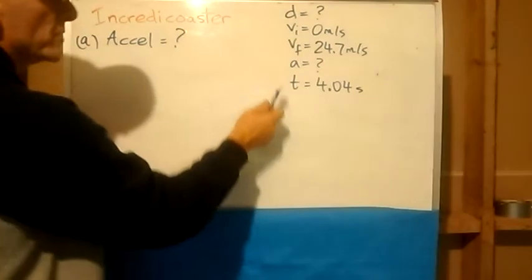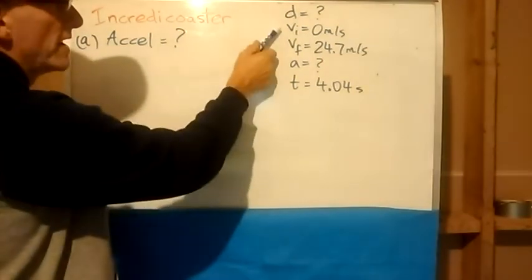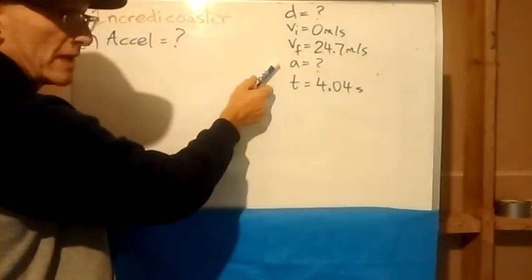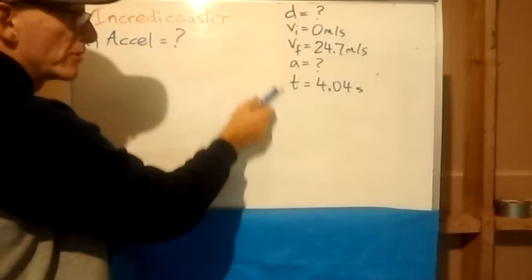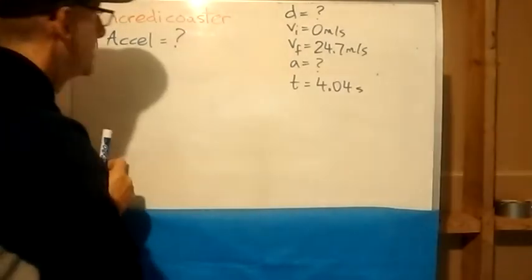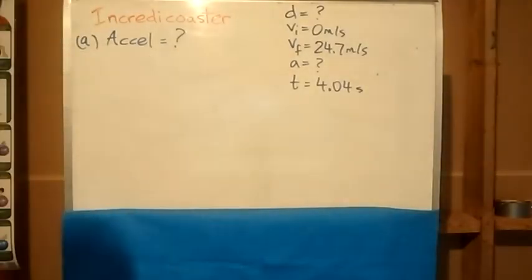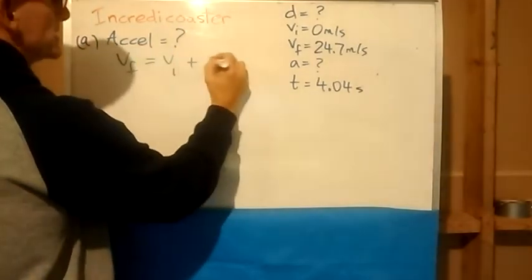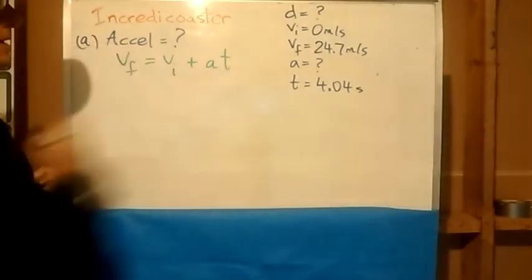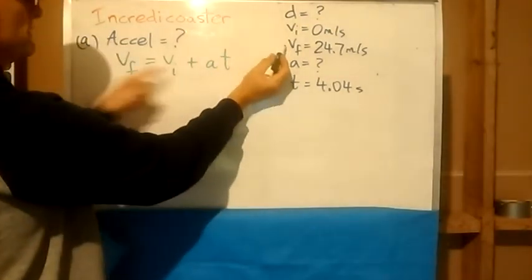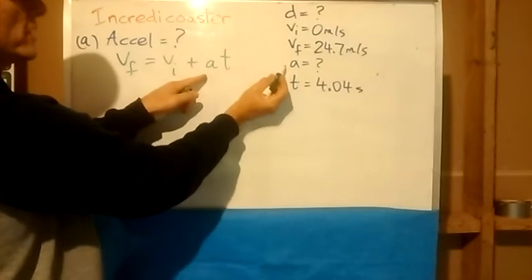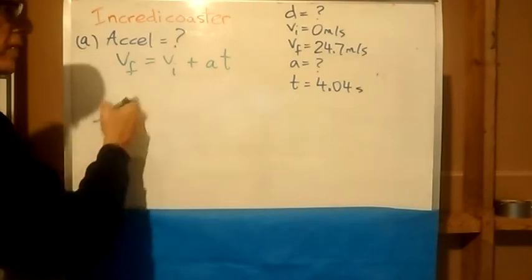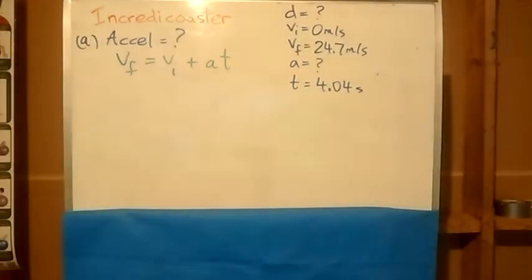To get the acceleration, we have to have a formula that has vi, which we know, vf, which we know, t, which we know, and a, which we don't. So you need to have 3 knowns and the 1 unknown. And there's only one formula that has that. It's vf equals vi plus at. So it's got the vi, it's got vf, it's got a, which we don't know, and it's got t, which we know. So it's got 3 knowns, 1 unknown. 1 equation, 1 unknown, we can solve it.